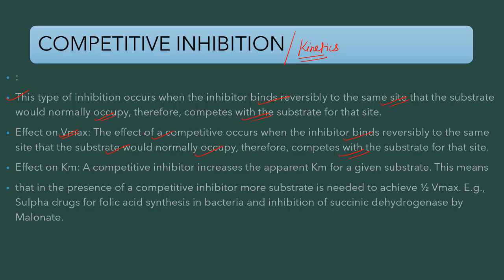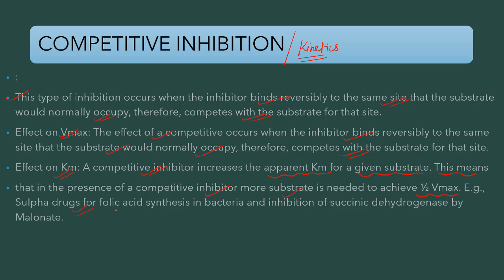So there is an effect on Vmax. Effect on Km: Km is the concentration of substrate at which half of the maximum velocity of a reaction is achieved. The competitive inhibitor increases the apparent Km. If the apparent Km is increased, more and more substrate is required to reach half of the maximum velocity, which means it is slowing down the reaction. This means that in the presence of a competitive inhibitor, more substrate is needed to achieve half Vmax.